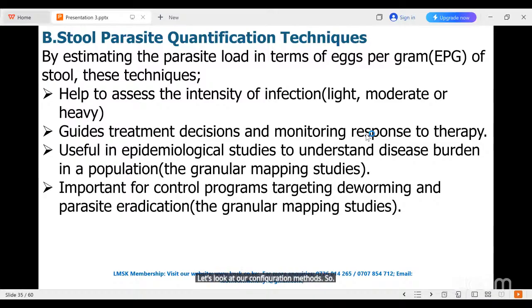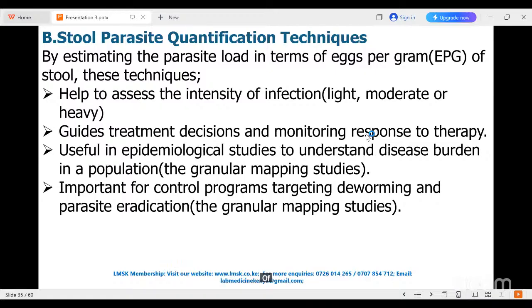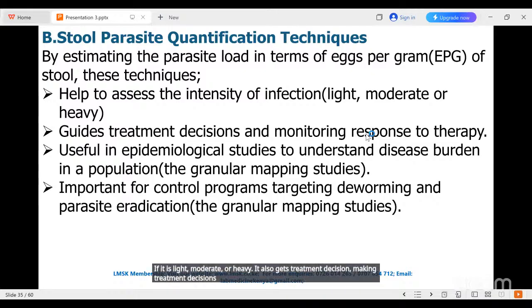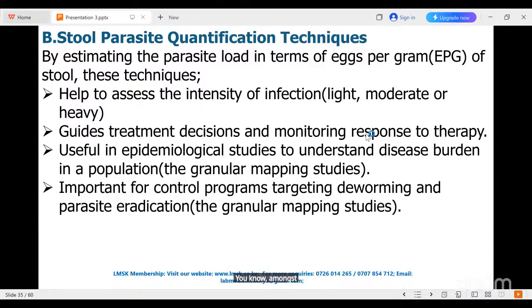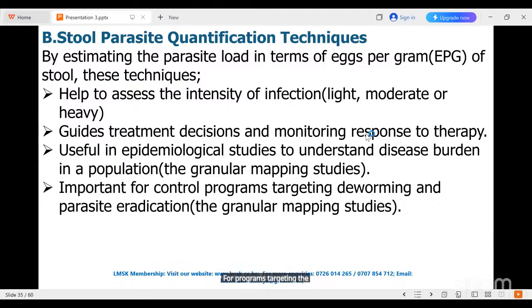So by estimating the parasite load in eggs, in terms of eggs per gram of stool, these techniques can, one, help us assess the intensity of infection, if it's light, moderate, or heavy. It also guides treatment decision, making treatment decisions or monitoring response to therapy. You can also use quantification methods for epidemiological studies to understand the disease burden in a population, especially the granular mapping. The recent granular mapping among primary school going children.